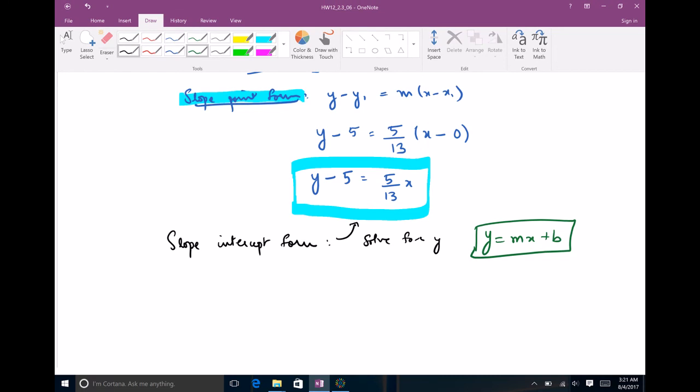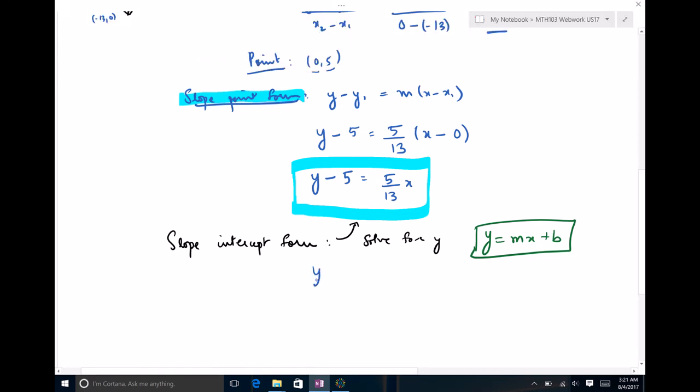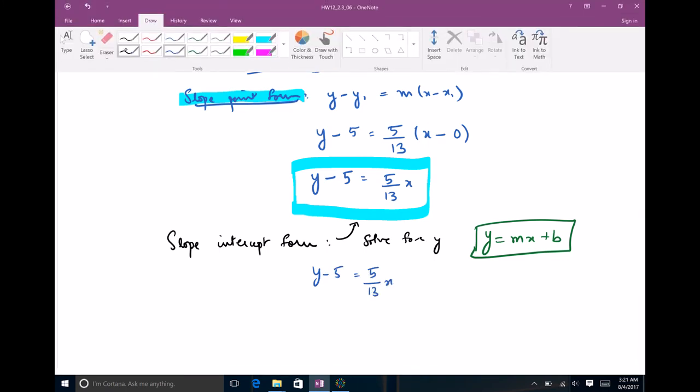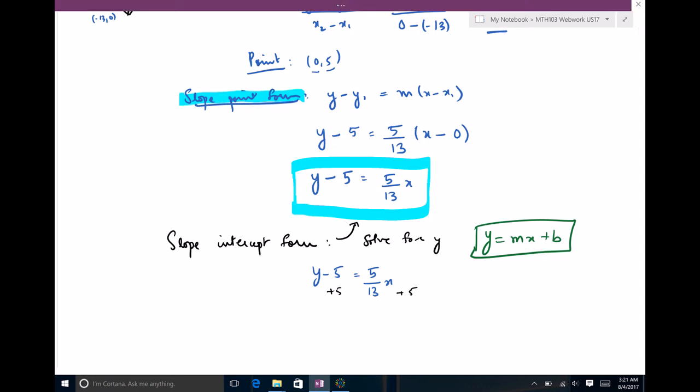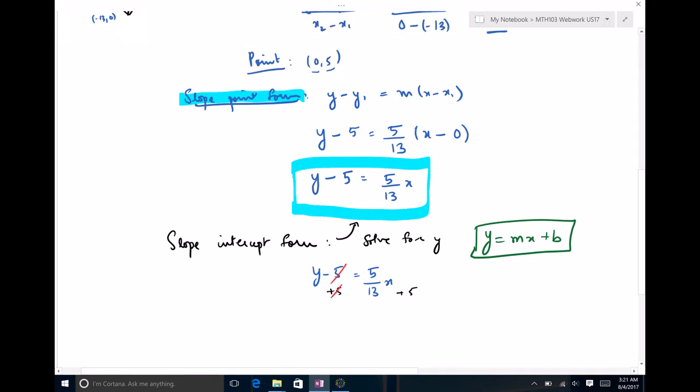So in this case, it's going to be really easy. If I rewrite the equation y minus 5 equals 5 over 13x, all I need to do is solve for y, so I just need to add 5 to both sides of the equation. On the left-hand side I can cancel 5, and then on the right-hand side I get y equals 5 over 13x plus 5.